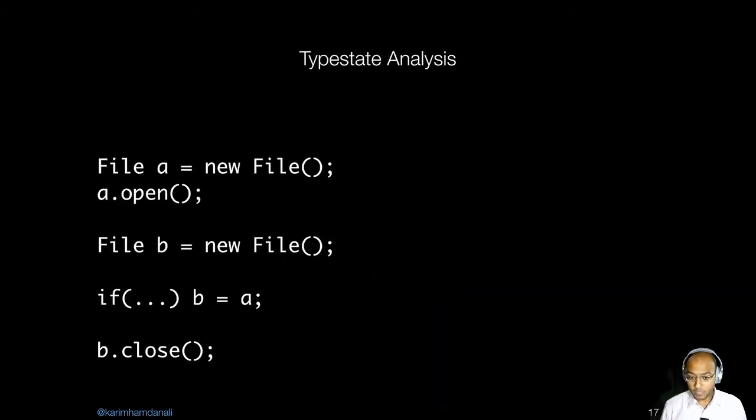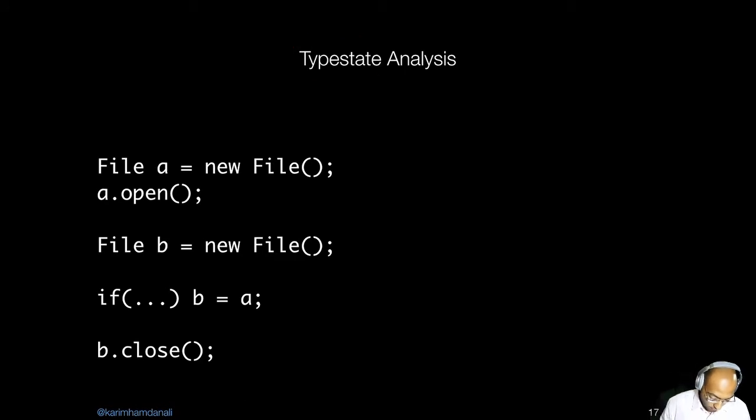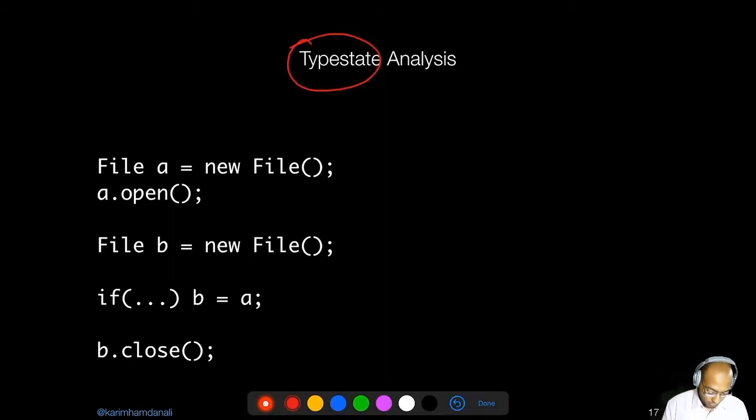Another type of analysis is called type state analysis. Type state analysis tracks the state of a given object or a given type in your program, figuring out whether it may end up in an invalid state according to some type state machine that it should follow or not. So in this example here, we have some file A. We're creating the file first, and then we're opening it here. And then we're creating another file B. We have some if statement here, and then we're closing the file B.